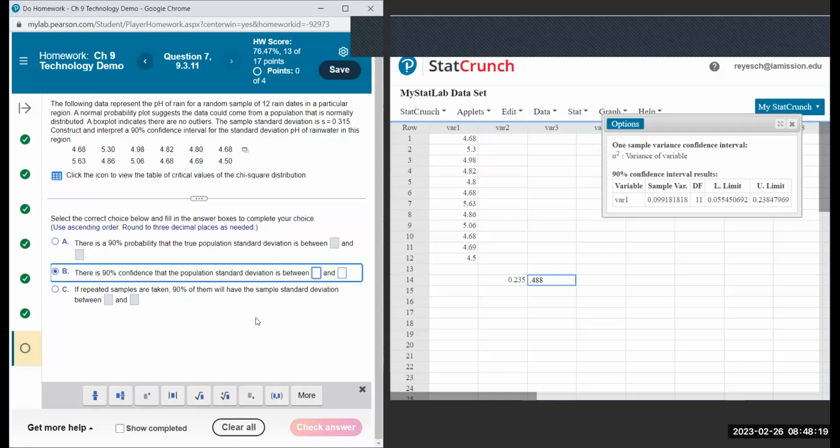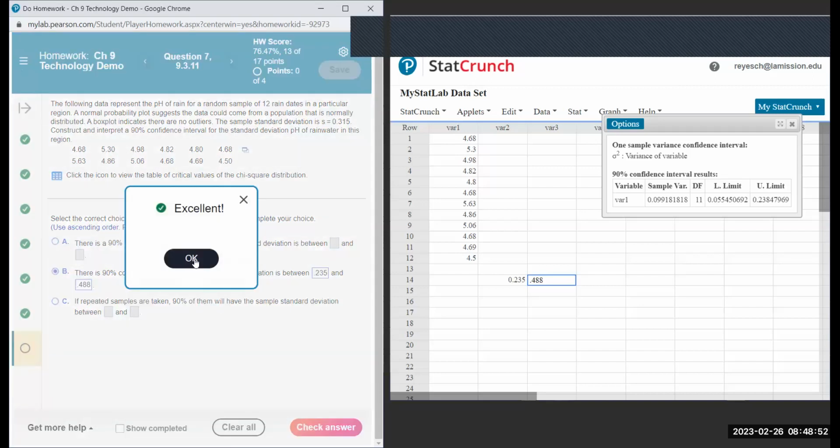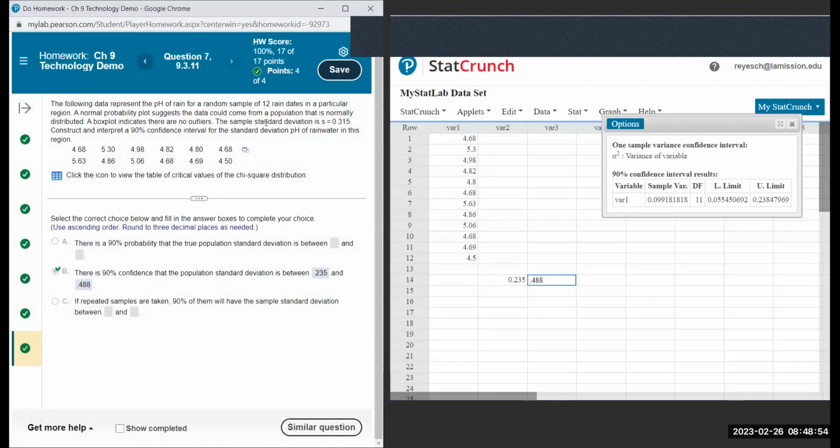Okay, so we're 90% confident that the true standard deviation for all pH levels of rain is somewhere between these two values. The sample was 0.13. Notice that 0.13 is in here. So it could be as low as this one, 0.235, or as high as 0.488. The truth is somewhere in there. As to what it is, we don't know. We just come up with a little window that says, okay, it's somewhere in between here. Okay, so that was the last problem in chapter 9.